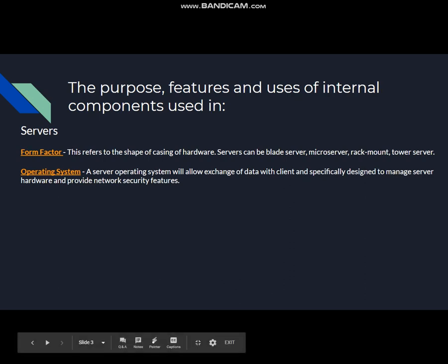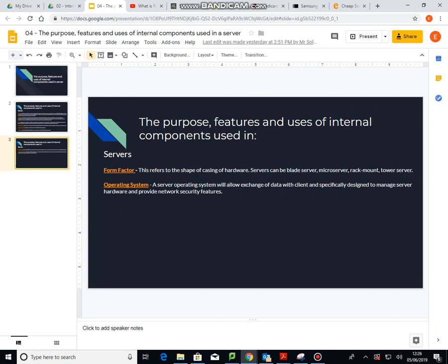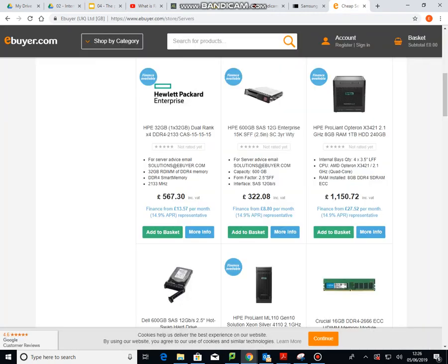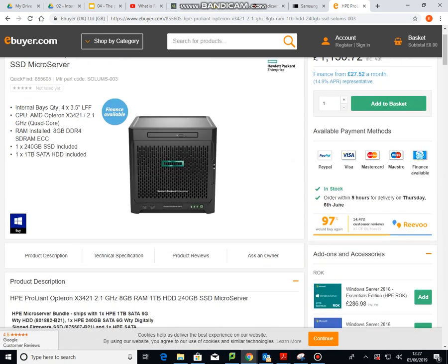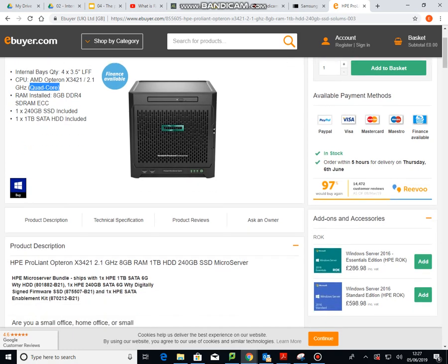Now, we have a few minutes to just review a real server online, so let's go through here on eBuyer. If you look at this server, let's speak briefly about the components of it. Here we notice that it has a quad core CPU, talking about what we've been discussing before, and it's 2.1 gigahertz quad core. So if we think about that, that means it's 8.4 gigahertz of instructions that it can process per second.